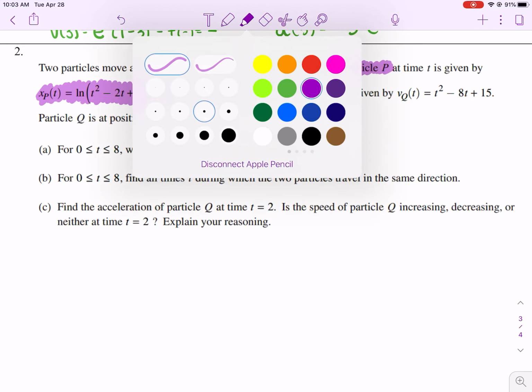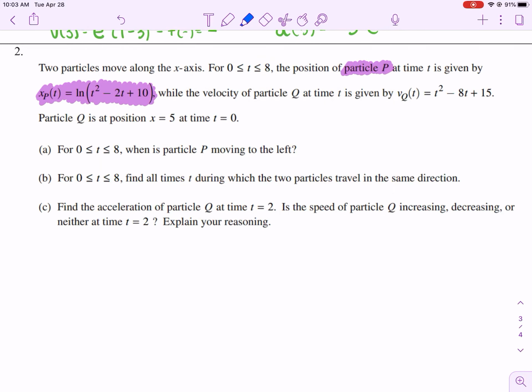In addition, as you're reading and it says particle Q, note that they gave you the velocity of particle Q, and that's that function there. So again, as you're answering questions about particle Q, keep in mind they didn't give you position, they didn't give you acceleration, they gave you velocity. Okay, and then you should be able to answer questions A, B, and C from there.